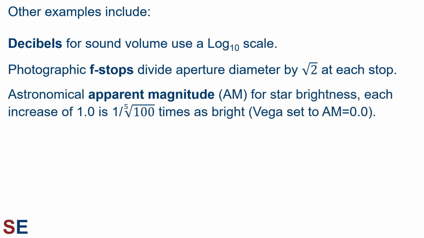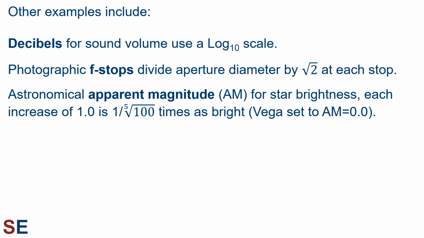Astronomical apparent magnitude, abbreviated AM, is used for star brightness, and each value of 1.0 is 1 divided by the fifth root of 100 times brighter or fainter as measured in terms of raw photometric brightness. The brightness for nearby Vega is set to an apparent magnitude of 0.0 to calibrate the scale. Awkwardly, brighter objects like the planets get smaller and negative values, but almost all stars are fainter than Vega and they get larger positive values.